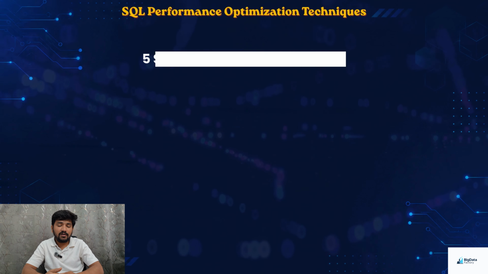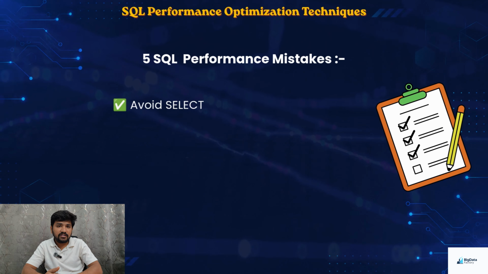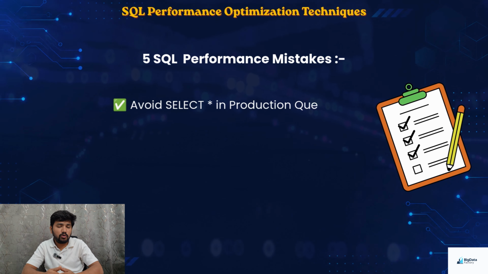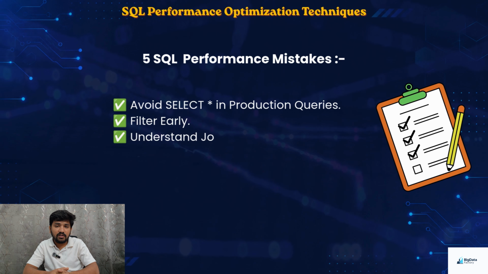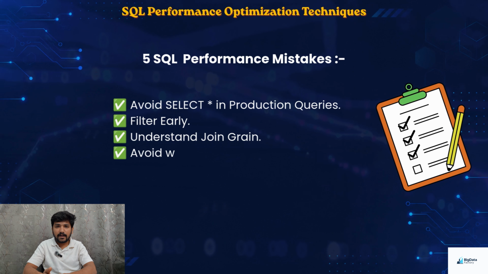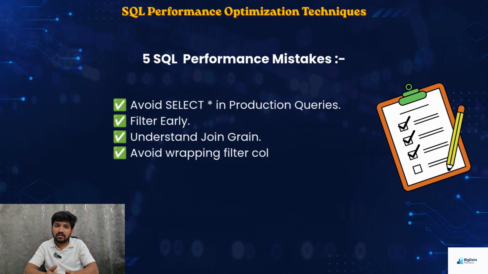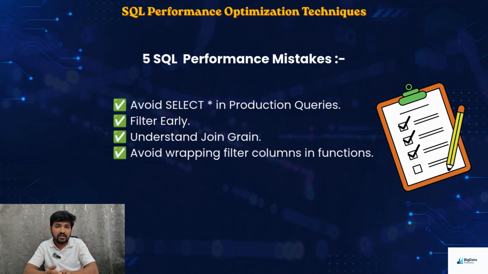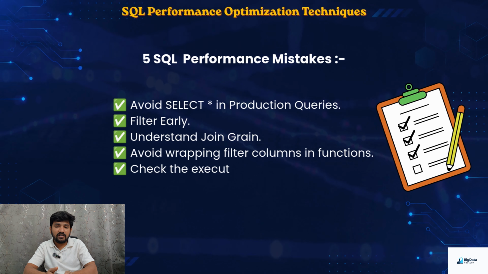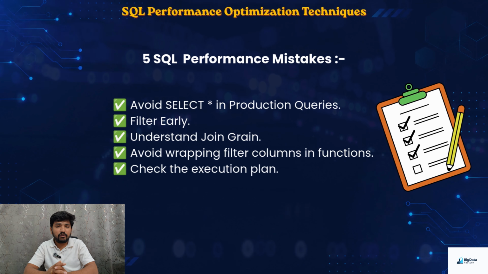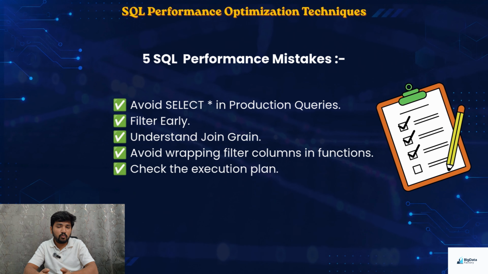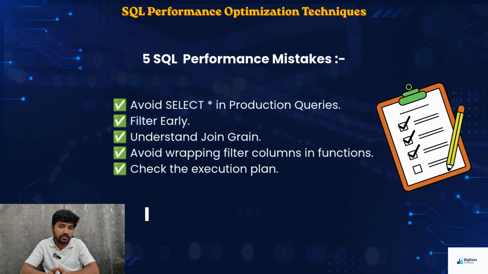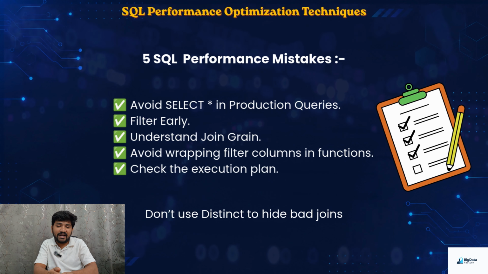So let's quickly recap the 5 SQL performance mistakes. 1. Avoid SQL star in production queries. Select only the columns you need. 2. Filter early. Reduce large datasets before joins and aggregations. 3. Understand join grain. Wrong joins can create row explosion and wrong metrics. 4. Avoid wrapping filter columns in functions when possible. Use clean range filters. 5. Check the execution plan. Don't guess why the query is slow. And bonus, don't use distinct to hide bad joins.